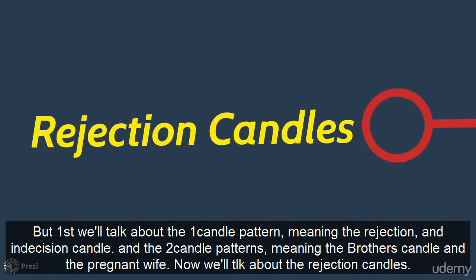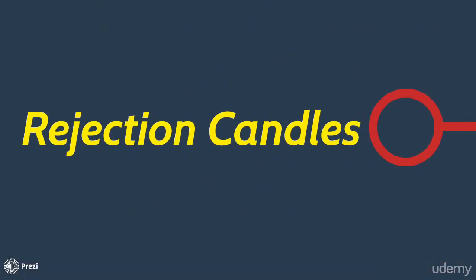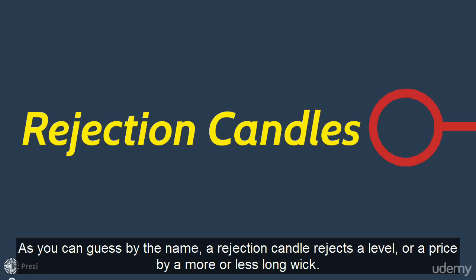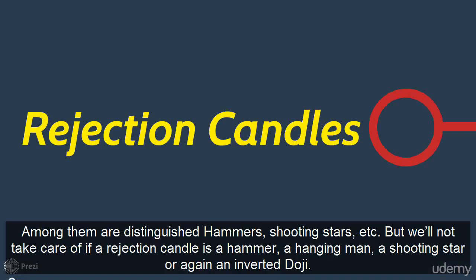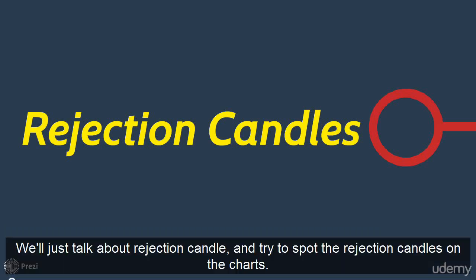Now we will talk about the rejection candles. As you can guess by the name, a rejection candle rejects a level or a price by a more or less long wick. Among them are distinguished hammers and shooting stars, but we will not take care of whether a rejection candle is a hammer, a hanging man, a shooting star, or an inverted doji. Okay? So we'll just talk about rejection candles and try to spot them on the charts.